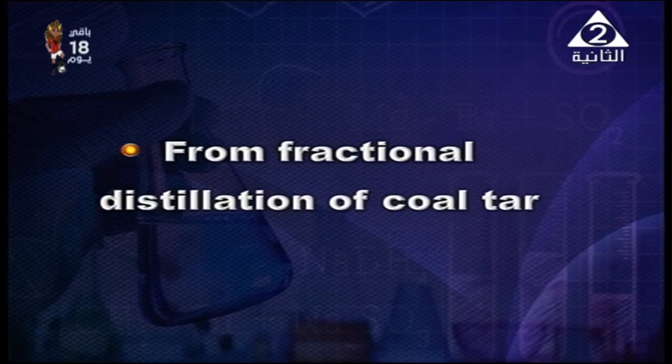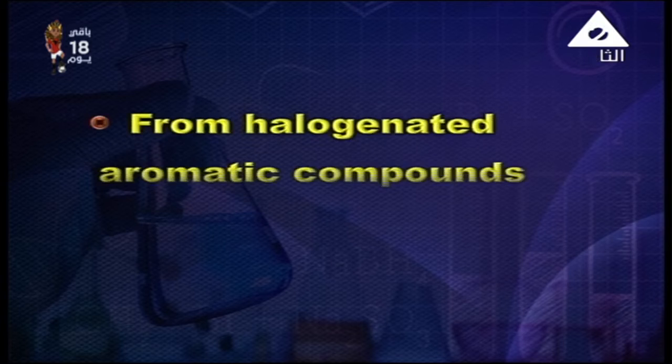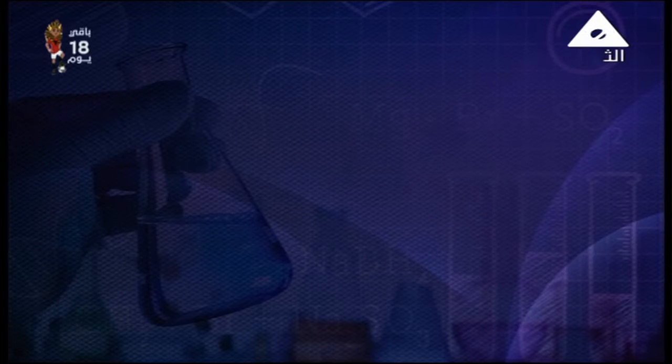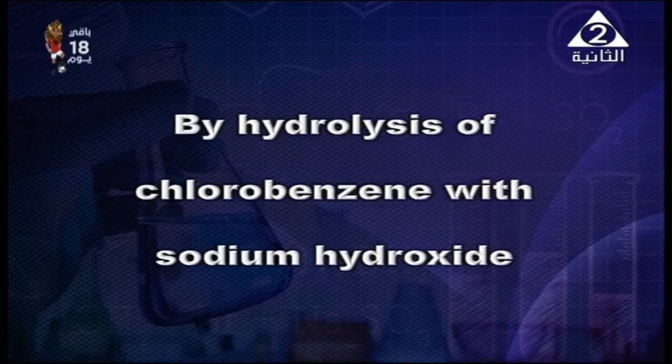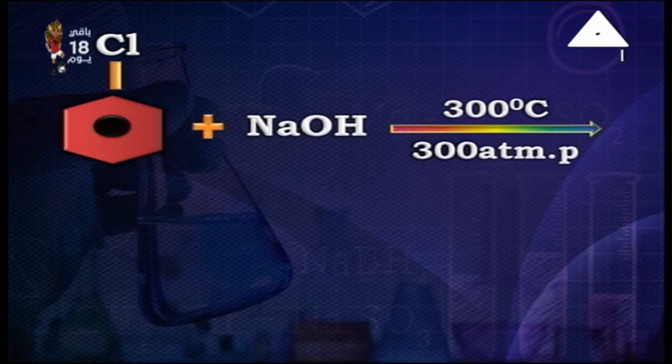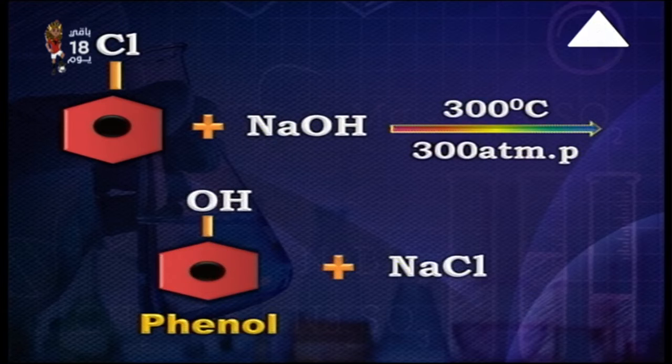From fractional distillation of coal tar, and from halogenated aromatic compounds, and this process is called alkaline hydrolysis. By hydrolysis of chlorobenzene with sodium hydroxide at high temperature, 300 degrees Celsius, and high pressure, 300 atmospheric pressure. As shown on the screen, chlorobenzene plus sodium hydroxide at 300 degrees Celsius and 300 atmospheric pressure gives phenol, and sodium chloride is produced.